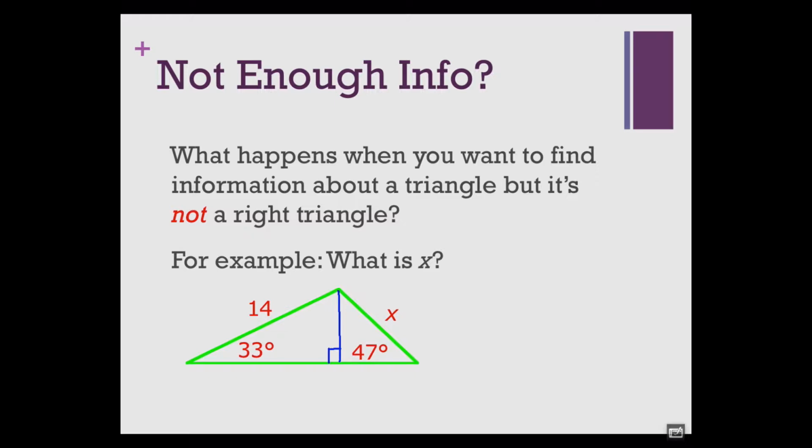How would I use that altitude to find x? You could find the measurement of the two angles in the top. This angle? Yeah. And this angle? Yep. How? Subtract 90 by 33 and 47. So that would make this 57, and this would be 43. That's what I thought you said, 43.